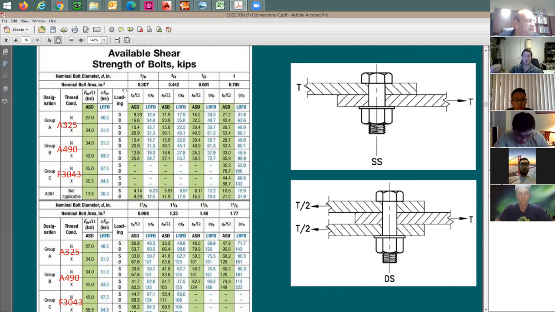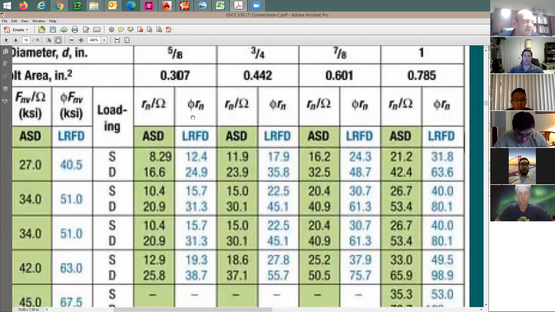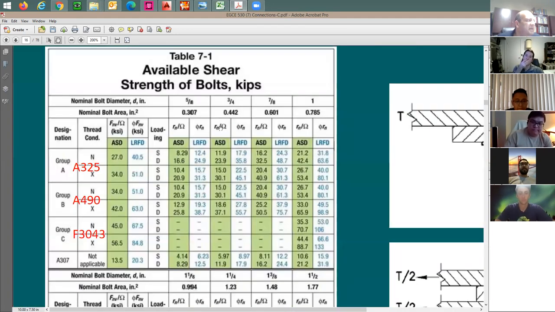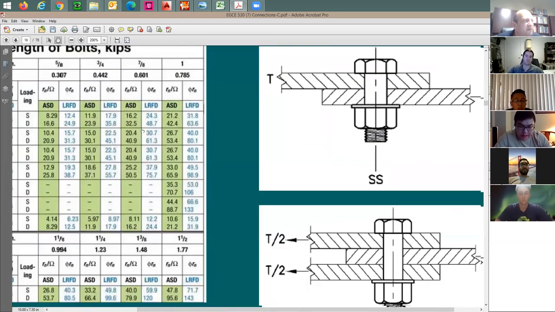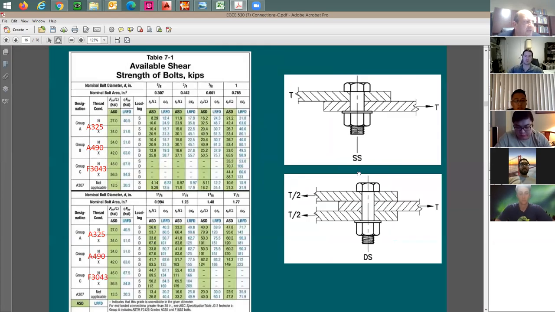So for each one of them, you have this phi Rn for LRFD. If you like to do LRFD design or LRFD design, you have the values. And this phi Rn stress itself is phi used for LRFD design. It's phi, let's say for the N case, phi 40.5, and here's phi 51. And then you have the case of single shear and double shear. To understand the difference between single shear and double shear, you have this diagram right next to it.